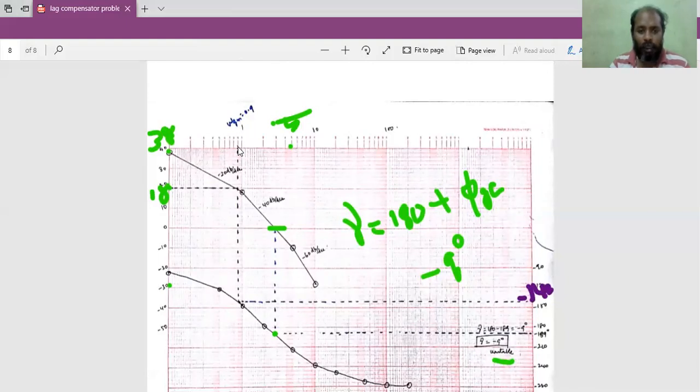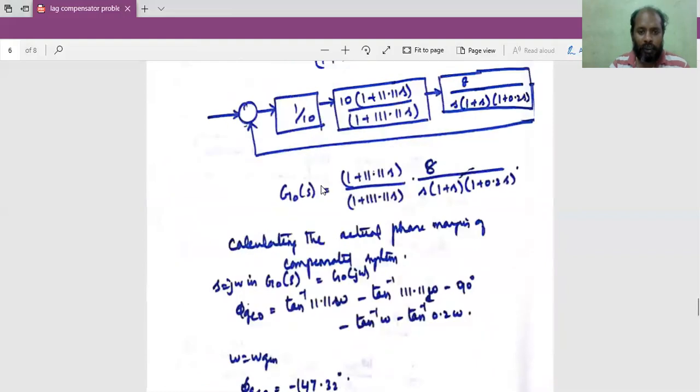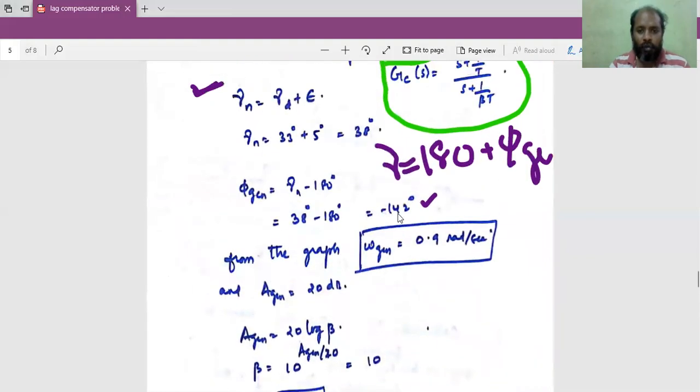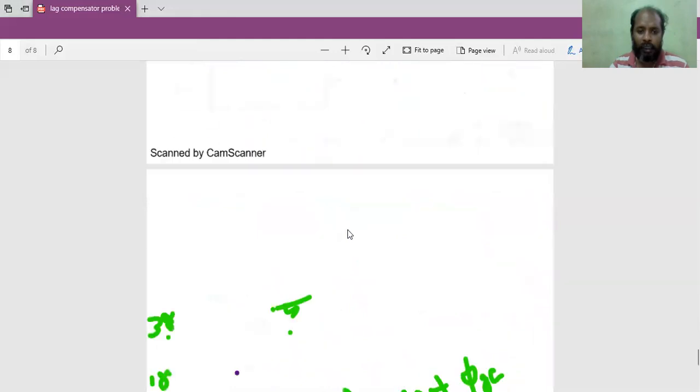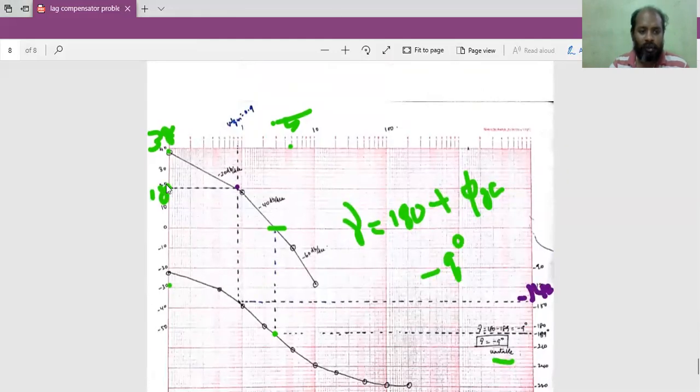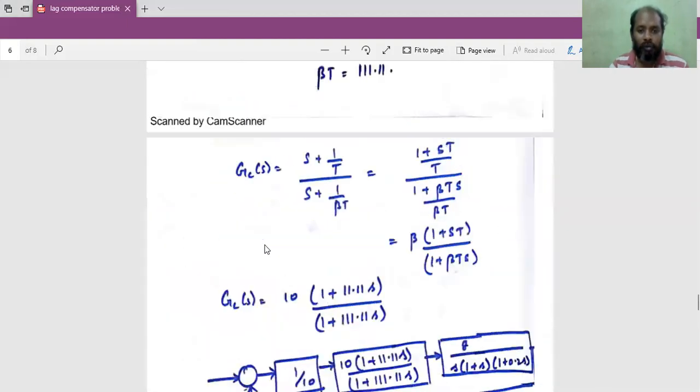Okay. At that value, your gain is also being calculated as something around 2. You will see, continue the procedure. So from the graph, we found omega GCN is 0.9 radians per second. And at that time, the AGCN is equal to, is it actually 20 there? Yes, this is 18, so this is 20. So you'll get a 20 here, AGCN value, it is not 2.